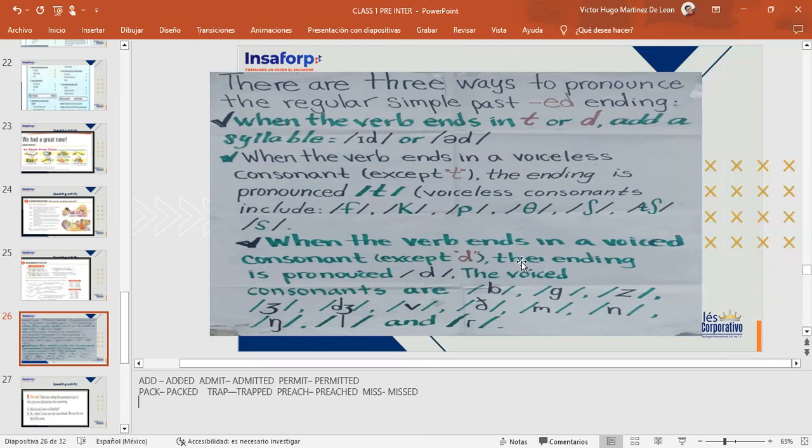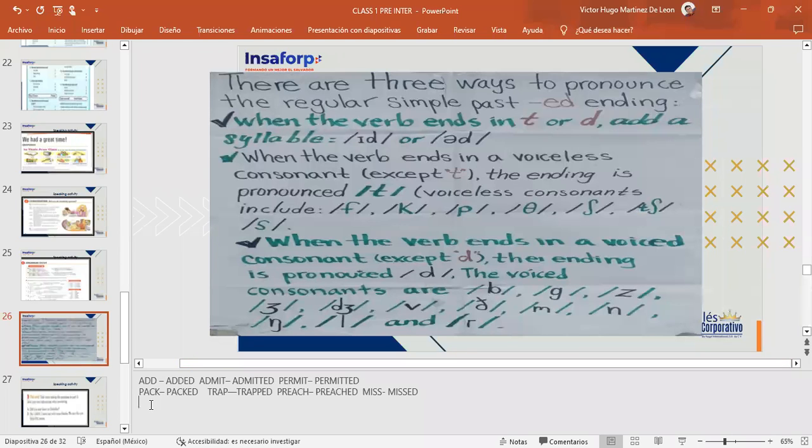And the last rule, dice, when the verb ends in a voiced consonant except D, the ending is pronounced D. The voiced consonants are B, G, V, M, N, NG, L, and R. Hay símbolos que representan algunas letras. Okay. Lo que quiere decir esta regla es que todos los verbos regulares que terminen en estos sonidos consonantes, la ED va a sonar como D.